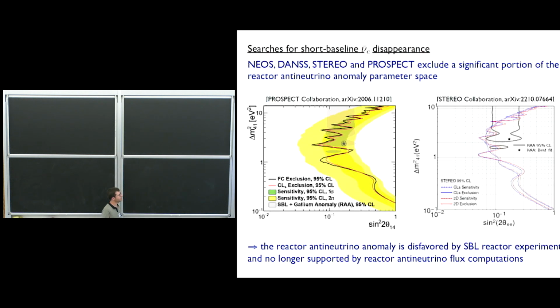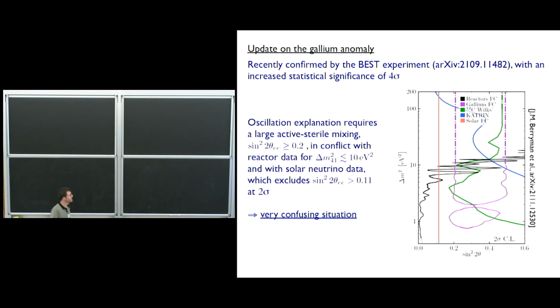This is just short baseline experiments that have been designed after the reactor antineutrino anomaly to look for those short baseline oscillations, and basically they have produced negative results, excluding most of the region allowed by the reactor antineutrino anomaly. I'm just flashing that without commenting more, since this is a negative result.